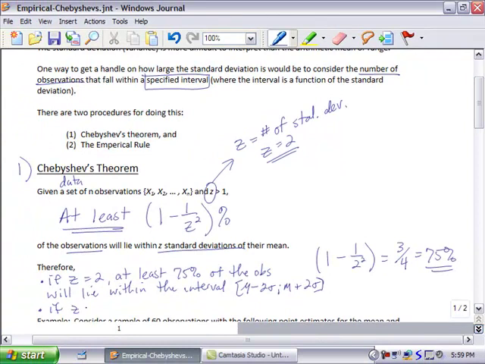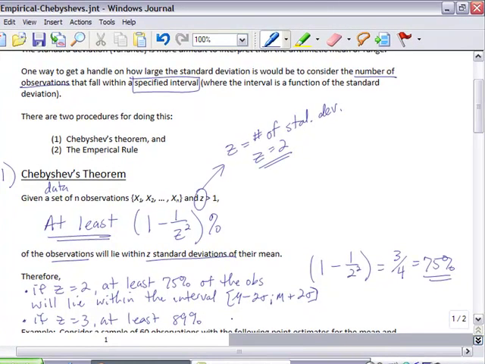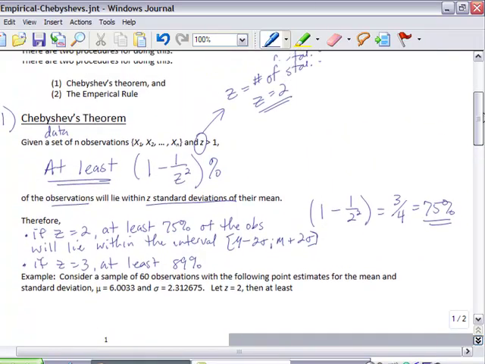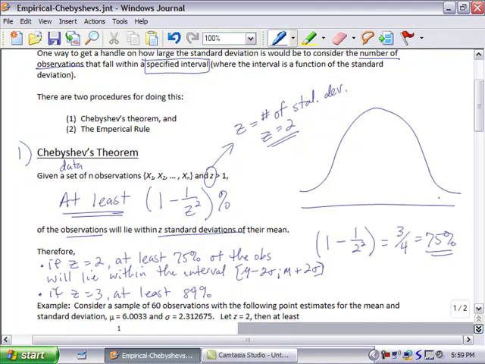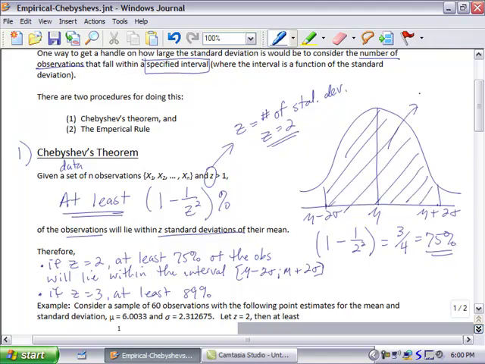And we also can know if z is equal to 3, we could work that out, but I'll just write it here, at least 89% of the observations will lie within 3 standard deviations from the mean. So let's take a look at a little example here. But before we do that, if I were to draw this out, say I have a bell-shaped distribution, for example, and the interesting thing is, with Chebyshev's we do not have to work only with bell-shaped distributions, but if we did, it would look something like this, where we had mu plus 2 and mu minus 2 times the standard deviation. And within this interval, we could be sure that there would be at least 75% of the observations.